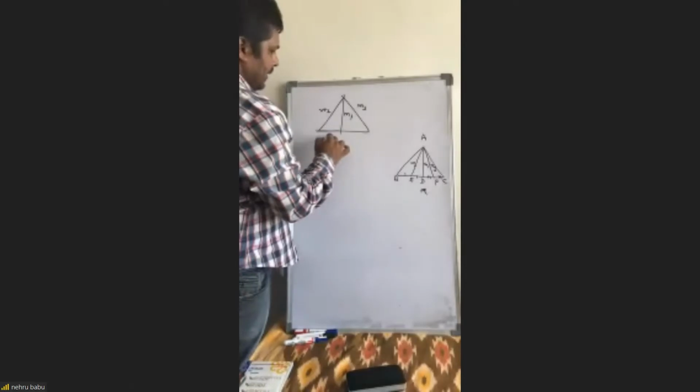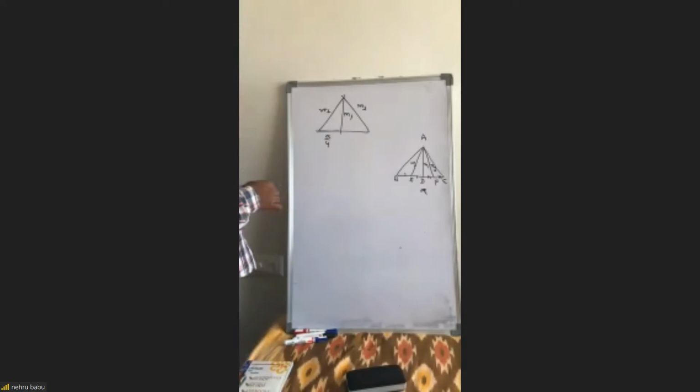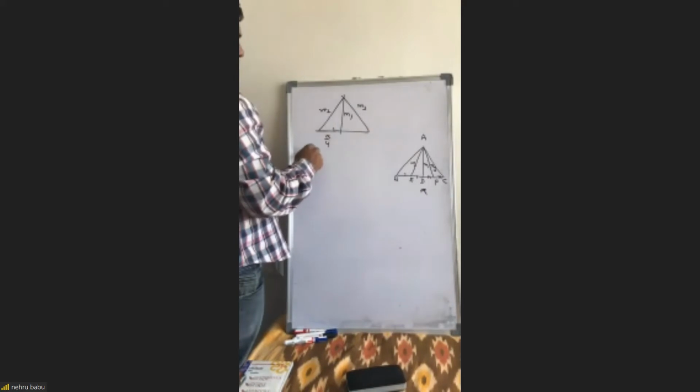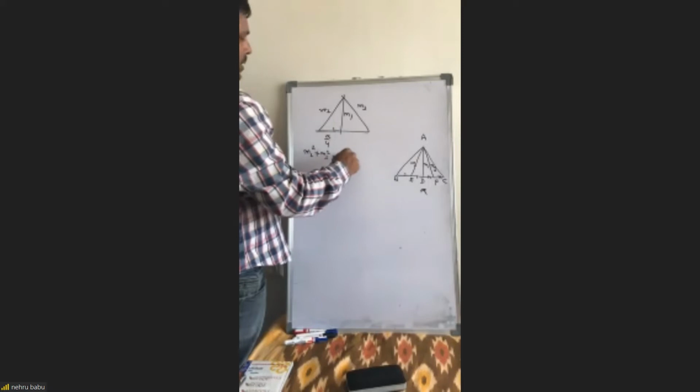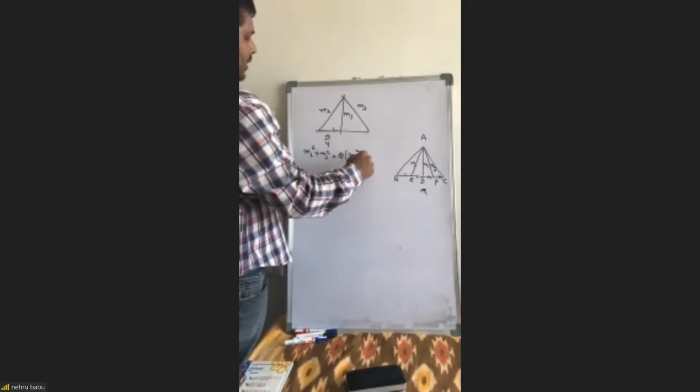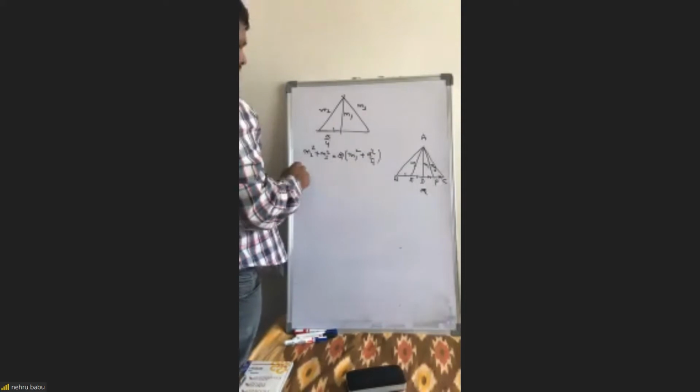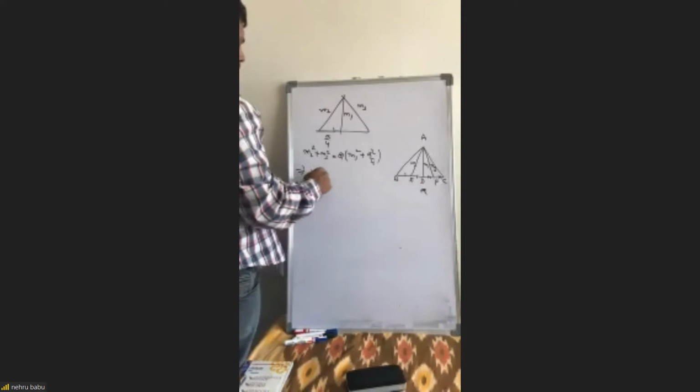If you see this triangle AEF, this length is M1, this length is M2, this length is M3, and this length is exactly A by 4. BD length is A by 2 and ED length is A by 2. So only this part length is A by 4. If you apply Apollonius theorem here, M2 square plus M3 square equal to 2 times of (M1 square plus (A by 4) square).